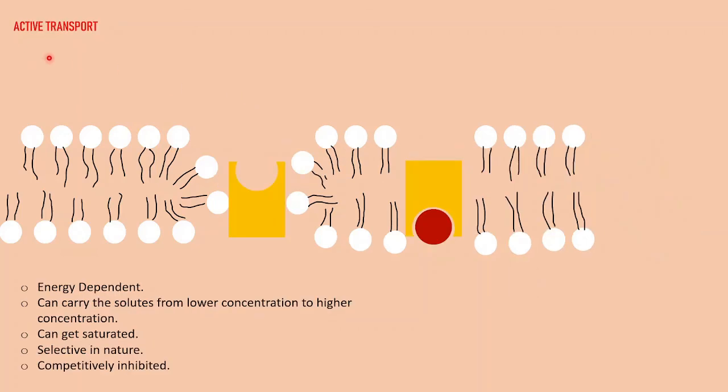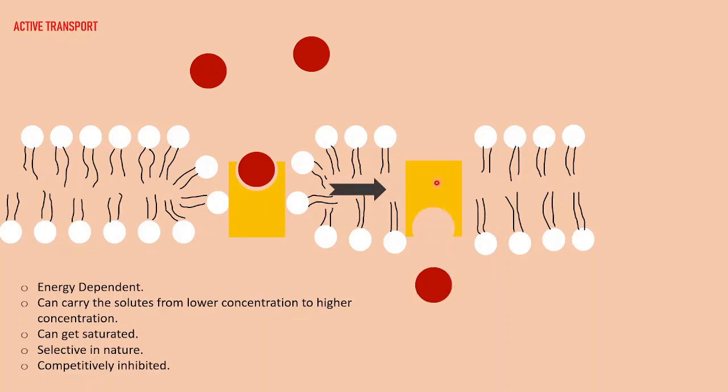Then third comes the active transport. In case of active transport also, there will be the function of the carriers. So carriers are as usual present in this case. Whenever we have our drugs, they will go and combine with the carriers. After they are combined, there will be a conformational change, and after that the drug will get into the cell. So all these processes are energy dependent.